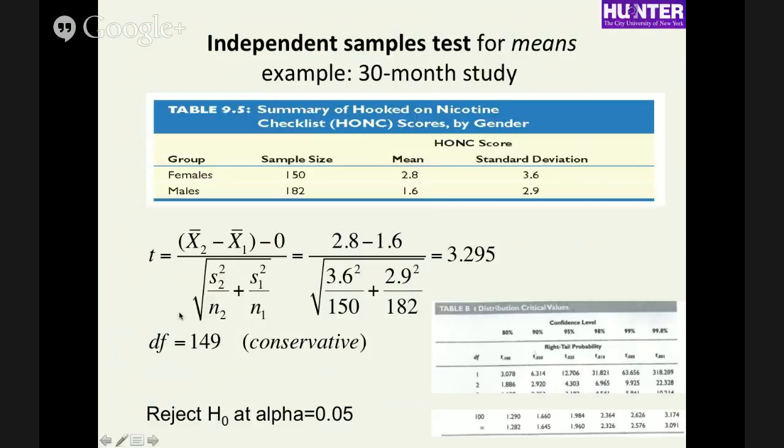We're going to take the smaller sample size for this conservative degrees of freedom, look up the critical value of t in the table of t-statistics, and we get, at the 95% confidence level, the closest thing we have in this table is 100 degrees of freedom. So is the critical value of the statistic going to be larger or smaller than this 1.984 if we were able to get it for 149?